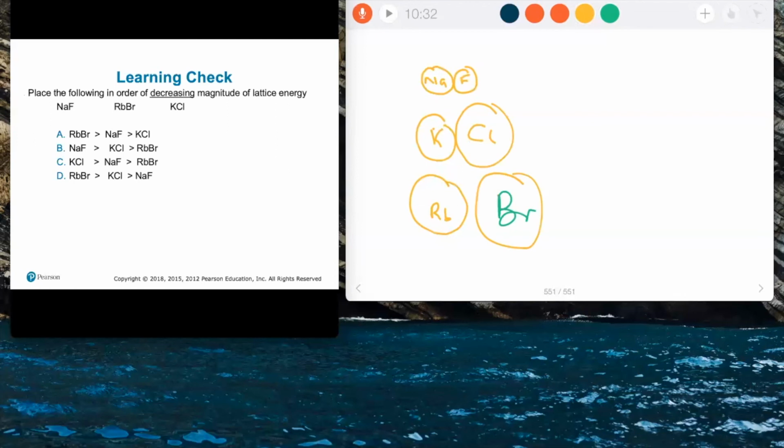So if you look at the size, just using the size of the cation and the size of the anion, the question is to place them in decreasing order, from the most. This will be the easiest. So we want a decreasing order. That means this will be number 3, this is number 2, and this is number 1. So the correct answer is D, which means rubidium bromide.